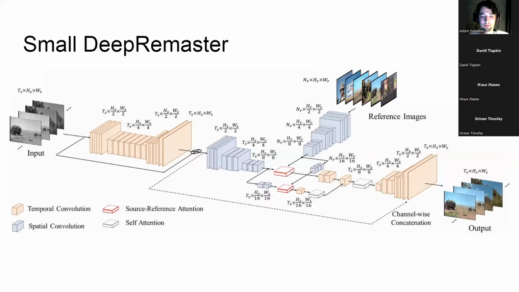Yes, and as a more advanced baseline, we chose the deep remaster network, and we just make it smaller and call it the small deep remaster network. We can see it on this scheme. The inputs are the frames of the video, which are concatenated through the temporal dimension, and also we have the reference images, which are colored and used to help our model learn the color of the images through the attention block.